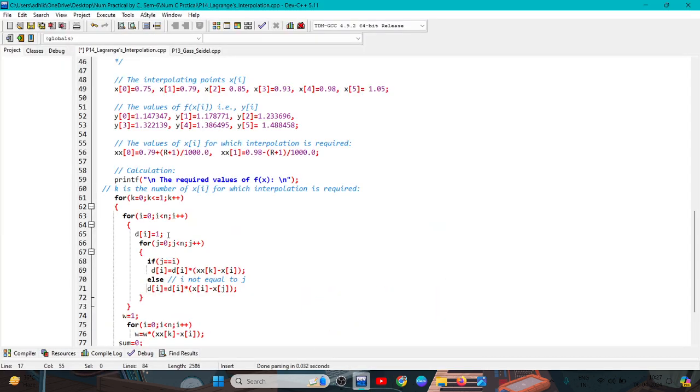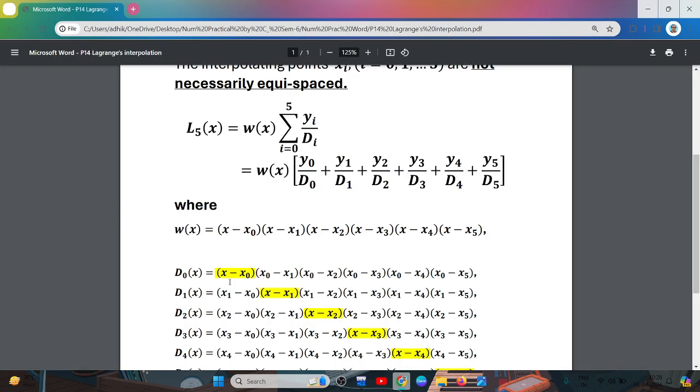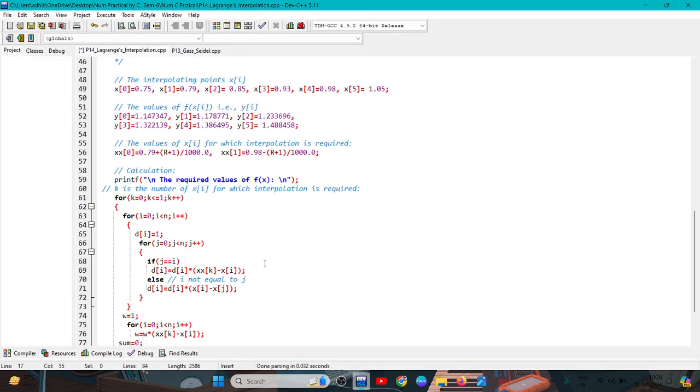Next, j equals 2, so this is the else branch, and d0 equals the previous value of d0, that is x minus x0 times x0 minus x1 times x0 minus x2. So after completing this j loop, you get the multiplication of these factors for d0. Next is the loop for i equal to 1.